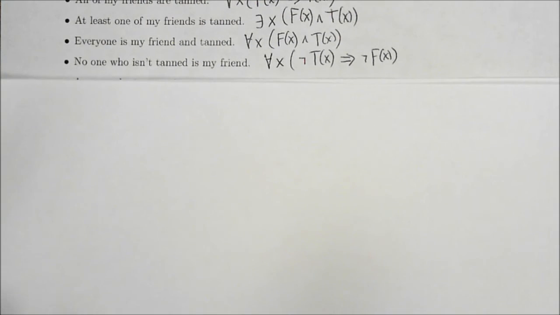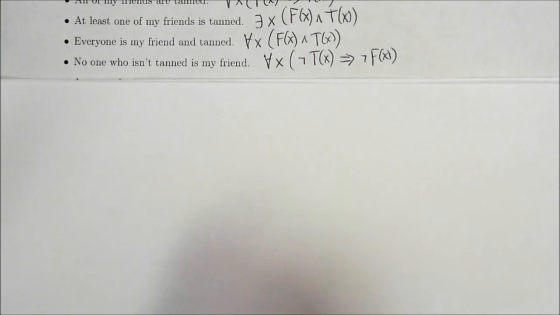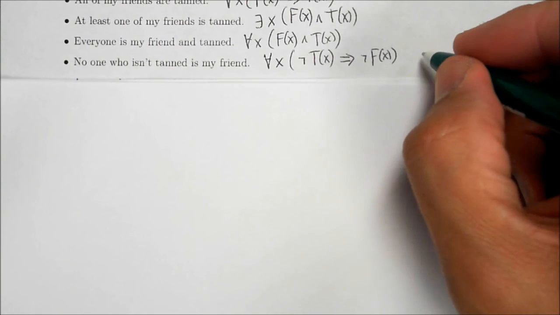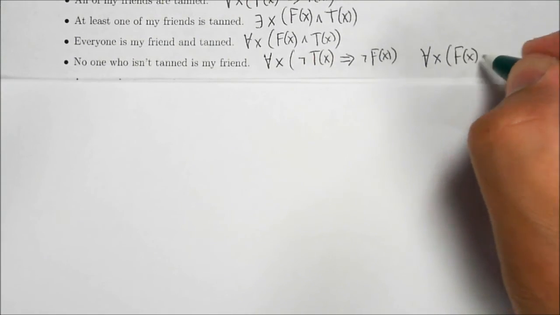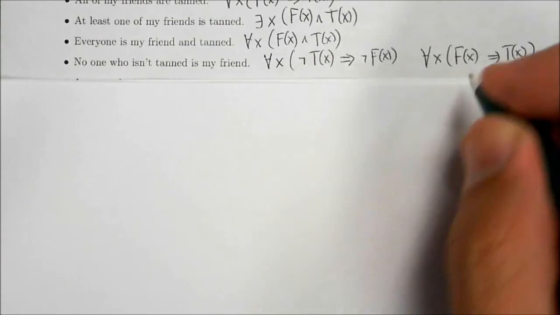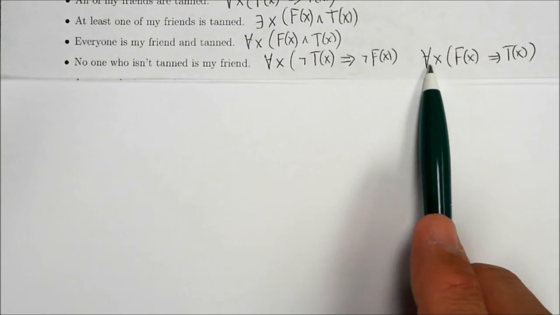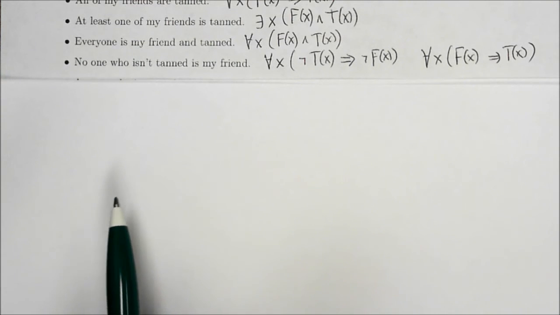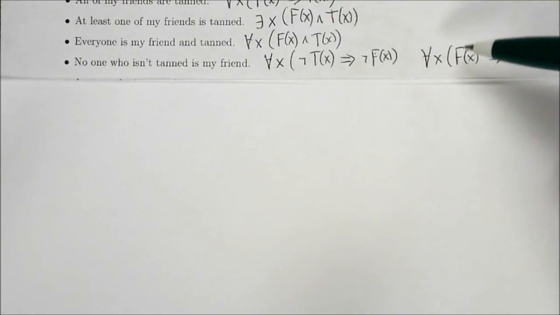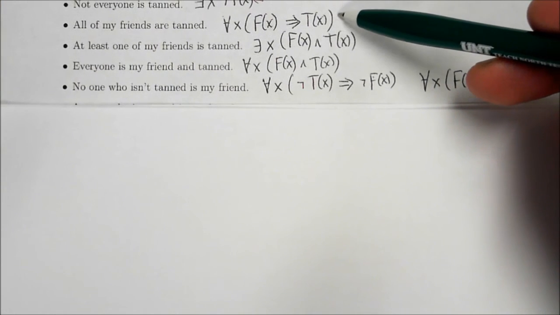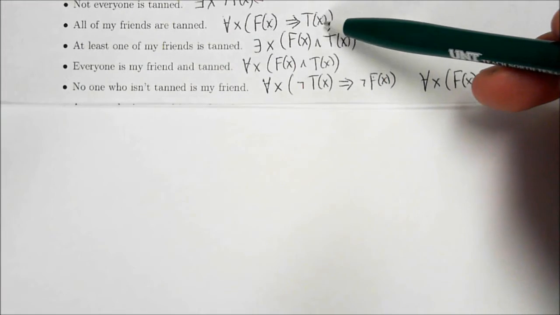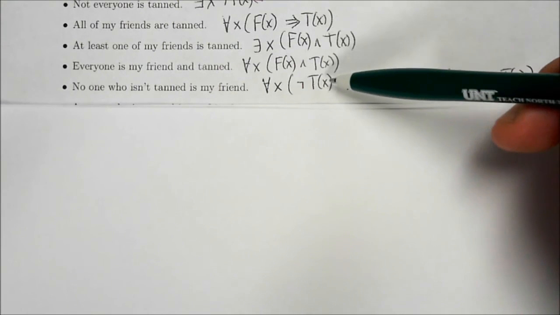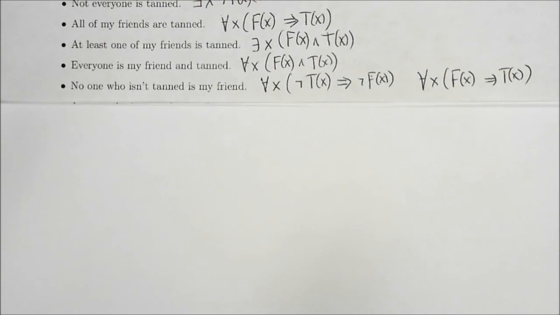So that would be the way of writing this. And also another way of writing this would be if I take the contrapositive, I could write this as for all x, f of x implies t of x. That would be a completely legitimate way of doing this as well, taking the contrapositive. For everybody, if they're my friend, then they're tanned. Okay, and so this one reverts back to this one that we did earlier. All of my friends are tanned, no one who isn't tanned is my friend. So this is exactly the same sentiment as what I see here. So the negation would be exactly what we had earlier.